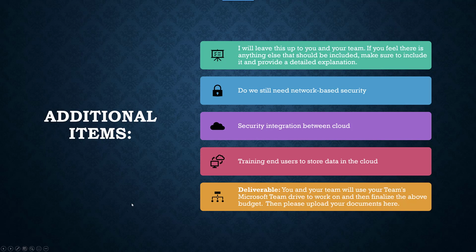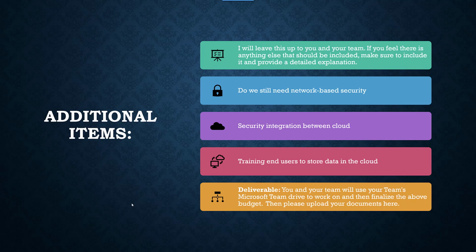Now, additional items. I'm going to leave this up to you and your team to be creative and think about what else might need to be provided for this startup company. If you feel there's anything else that should be included, I can tell you there is. I'm not giving you every answer. For example, do you need network-based security? Security software, perhaps? That might be something to consider.